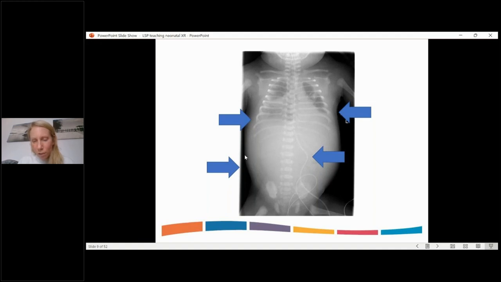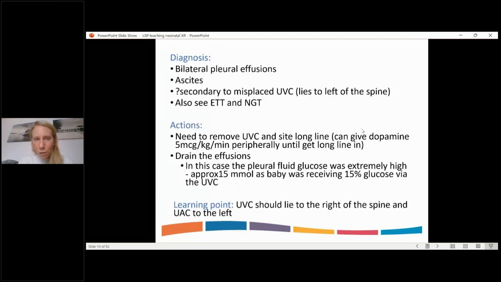This arrow is to highlight that this is what ascites looks like on an X-ray. You see that the abdomen looks slightly bulged and it's all fluid, and you can see very little abdominal gas. And as you had said, there's an effusion here and also an effusion on this side as well. So we've got bilateral pleural effusions, ascites, and a misplaced UVC because it lies to the left of the spine. We took the UVC out and sited a long line, and in the meantime gave peripheral dopamine, and the effusions were drained. The effusions had a very high glucose content because it was coming straight from the high glucose that the baby was receiving through the UVC. Because they were an infant of a diabetic mother, they had hyperglycemia, and so were needing a very high strength.